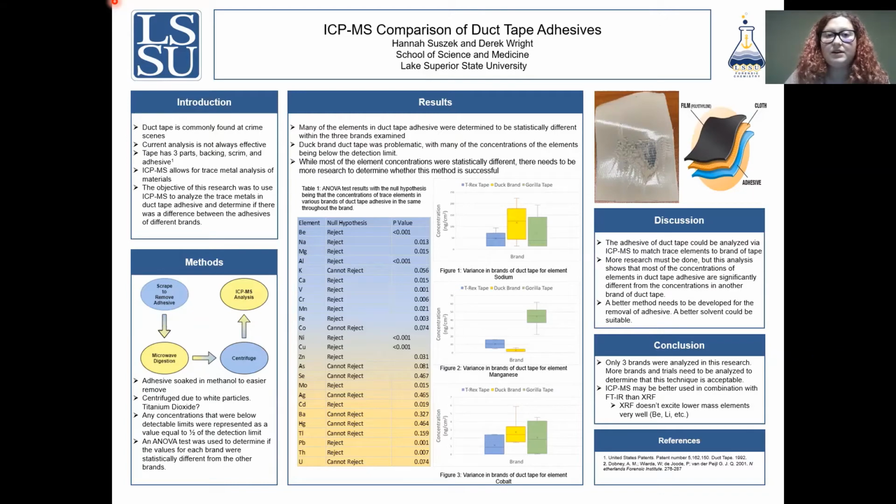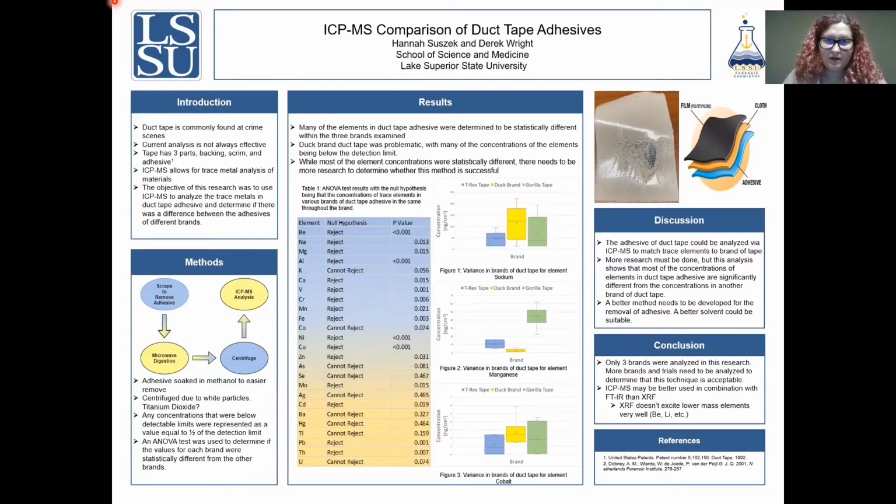So after centrifuging, the samples were analyzed via ICP-MS, and then these results were used in an analysis of variance test, or an Anova test. The Anova test requires that none of the values are negative or 0, so any of the values that came up like this were replaced with 1/2 of the detection limit, which was calculated for each element by taking 3 times the standard deviation of the blank concentrations for each element. And the Anova test was used to determine if the values for each brand were statistically different from the other brands.